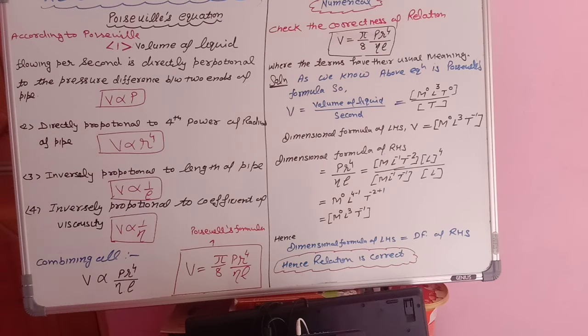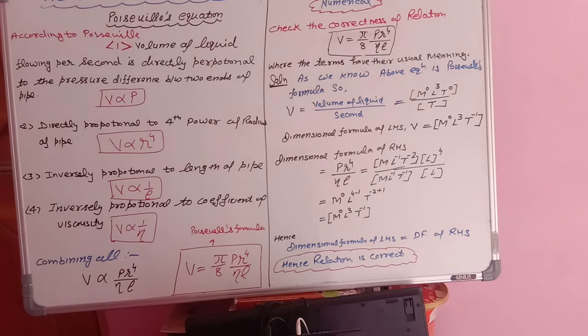Okay. So now the third point is that this volume of liquid flowing per second is inversely proportional to the length of the pipe. That means the more the length of the pipe, the lesser the volume, and the lesser the length of the pipe, the more the volume. Okay, this was the third point. You can write in mathematical form that V is directly proportional to 1 upon L, or V is inversely proportional to L. Inversely means L will be in the denominator.